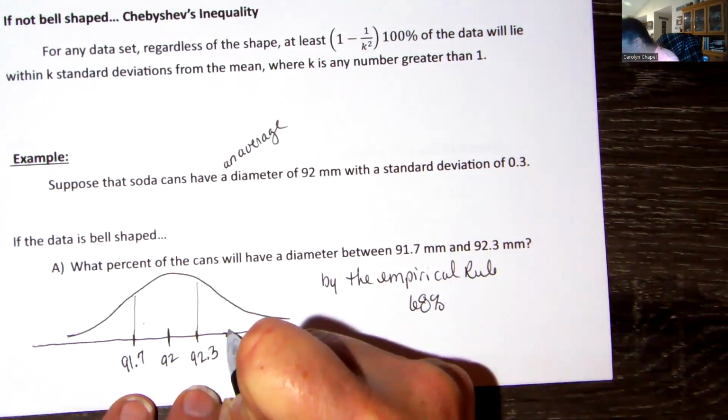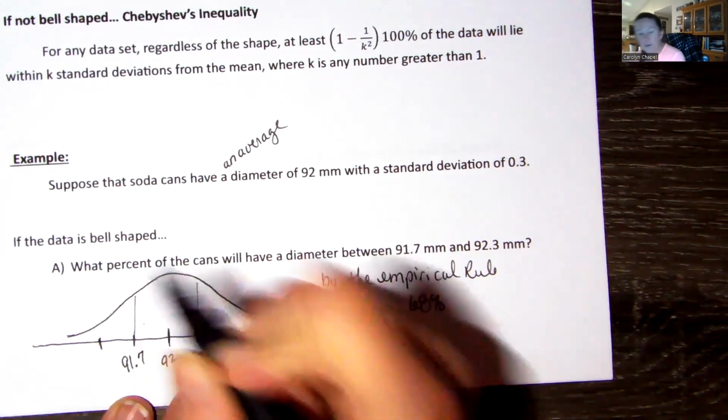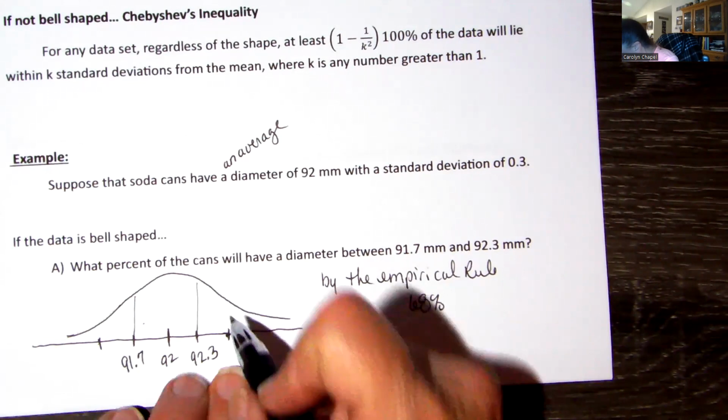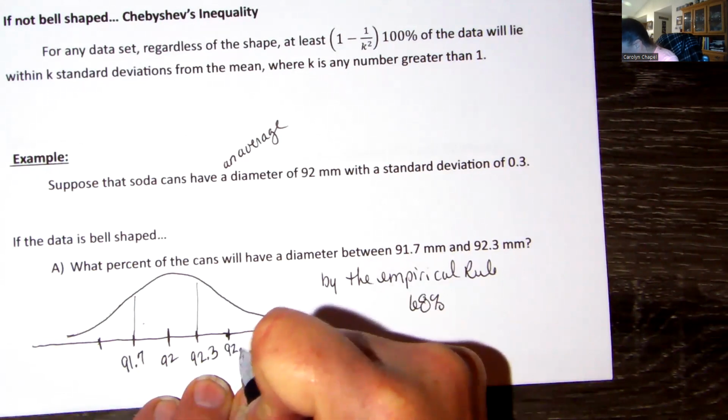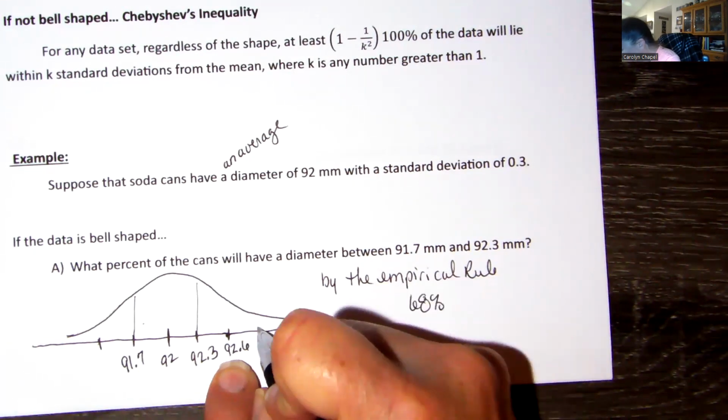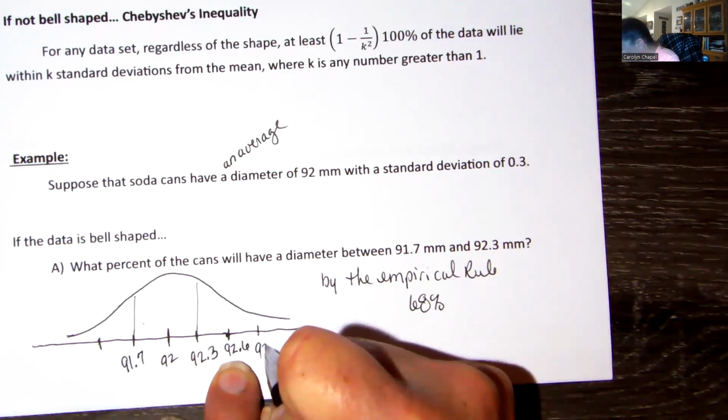Just to lead us into the next pieces, let's get those other boundary values that the empirical rule works with. Going another 0.3 up gives me 92.6. That would be 2 up. If I go 3 up, that's going to be 92.9.